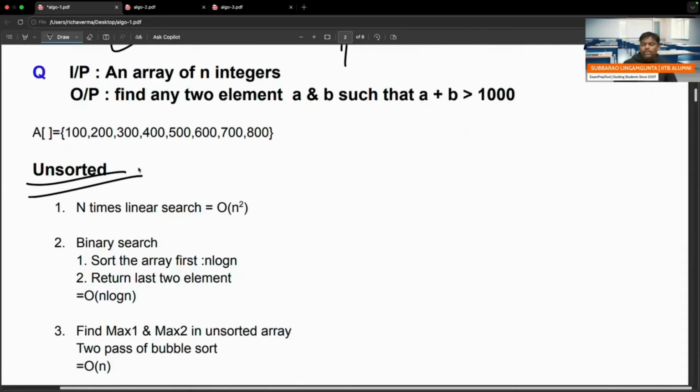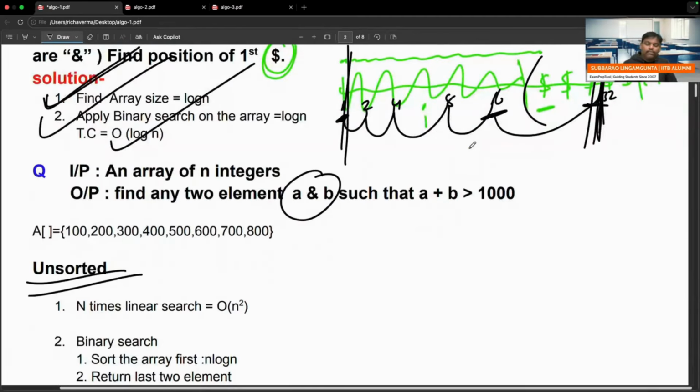So what you have to do is find two people such that their sum is greater than 1000. The first person will ask every person whether our sum is greater than 1000 or not. If a match is there anywhere, stop. Match not there, match not there, continue with the second element. Same story, continue. So n times linear search, n square.